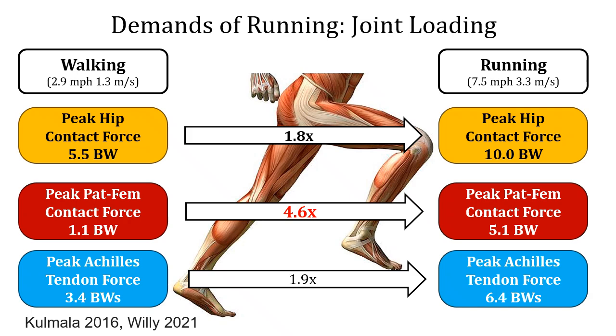So the joint that is most responsible, it takes the greatest impact, and I really do believe it's because of the braking forces and the shock absorption, the energy absorption that the quadriceps and the knee have to do with running, takes a much larger exponential impact when we transition from walking to running.